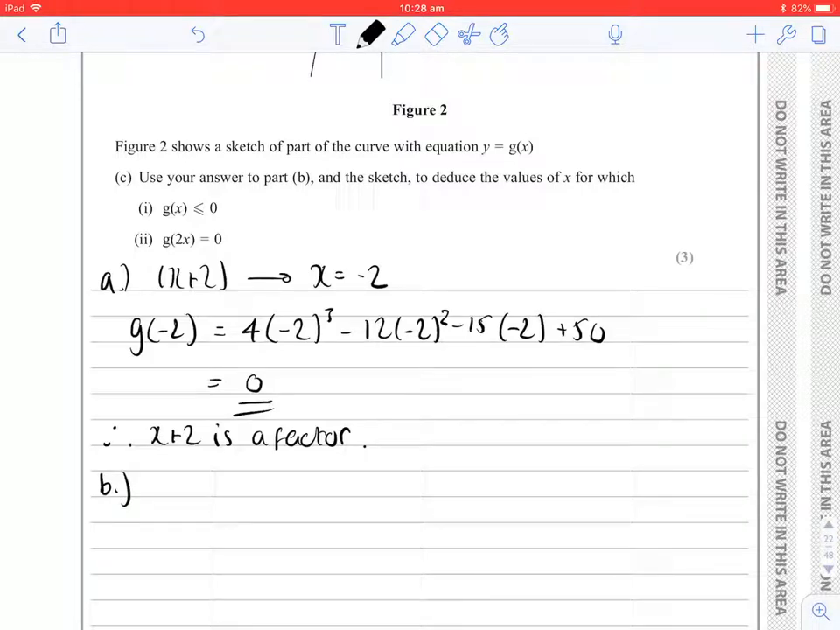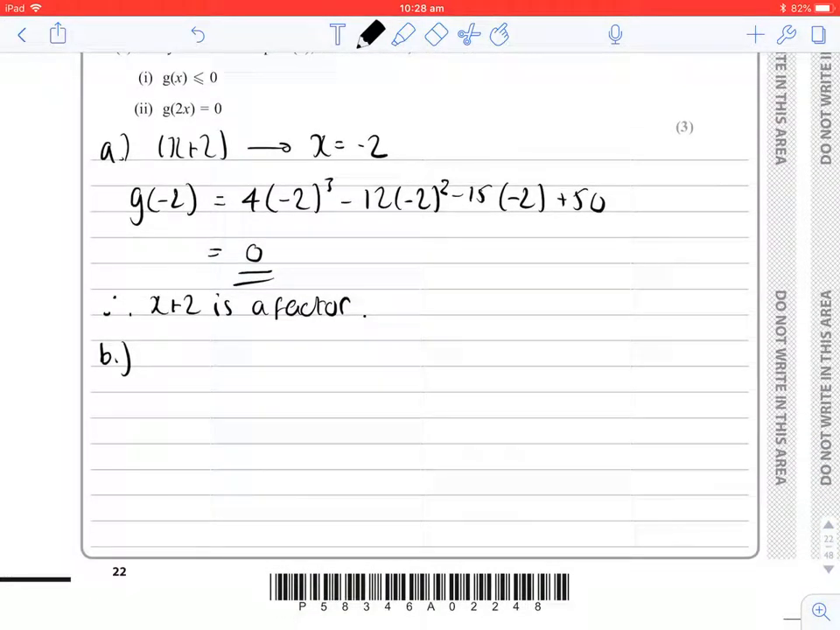Part B. Hence show that g of x can be written in the form g of x equals x add 2 brackets ax add b all squared, where a and b are integers to be found. So now we know that x add 2 is a factor, we can use algebraic long division. We can put x add 2 into 4x cubed minus 12x squared minus 15x add 50.